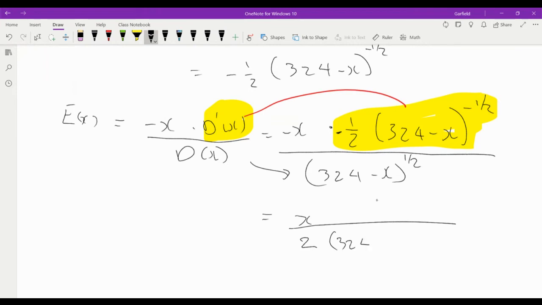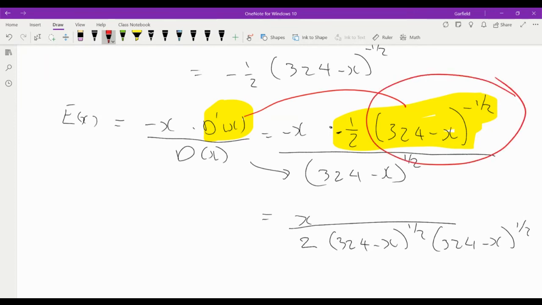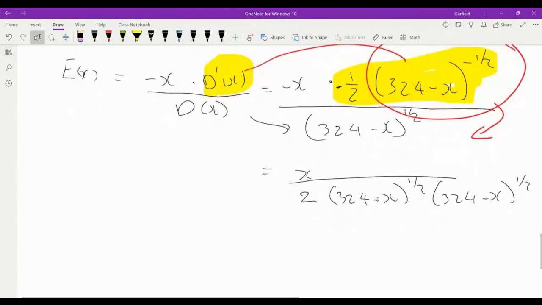And we're going to have 324 minus x to the 1/2 times 324 minus x to the 1/2. Because of the negative exponent here, when we move it to the bottom, it's going to become positive. So this just becomes x over 2 times 324 minus x. Is everyone okay with that?